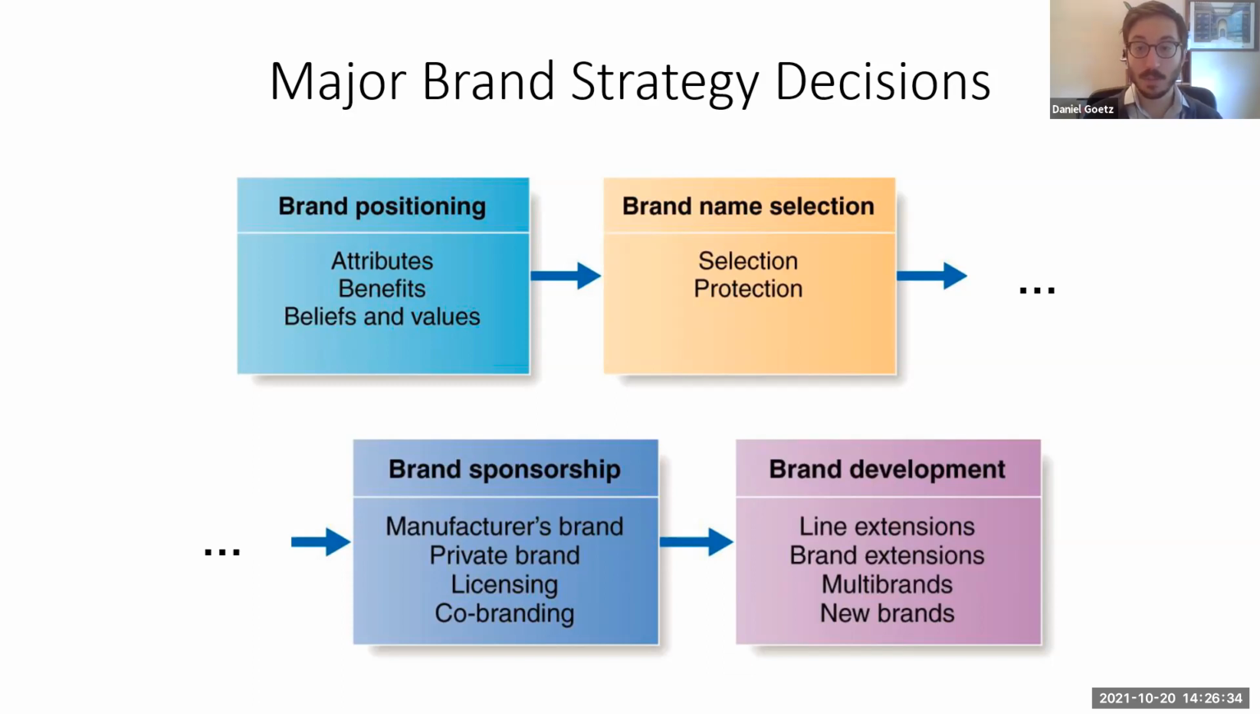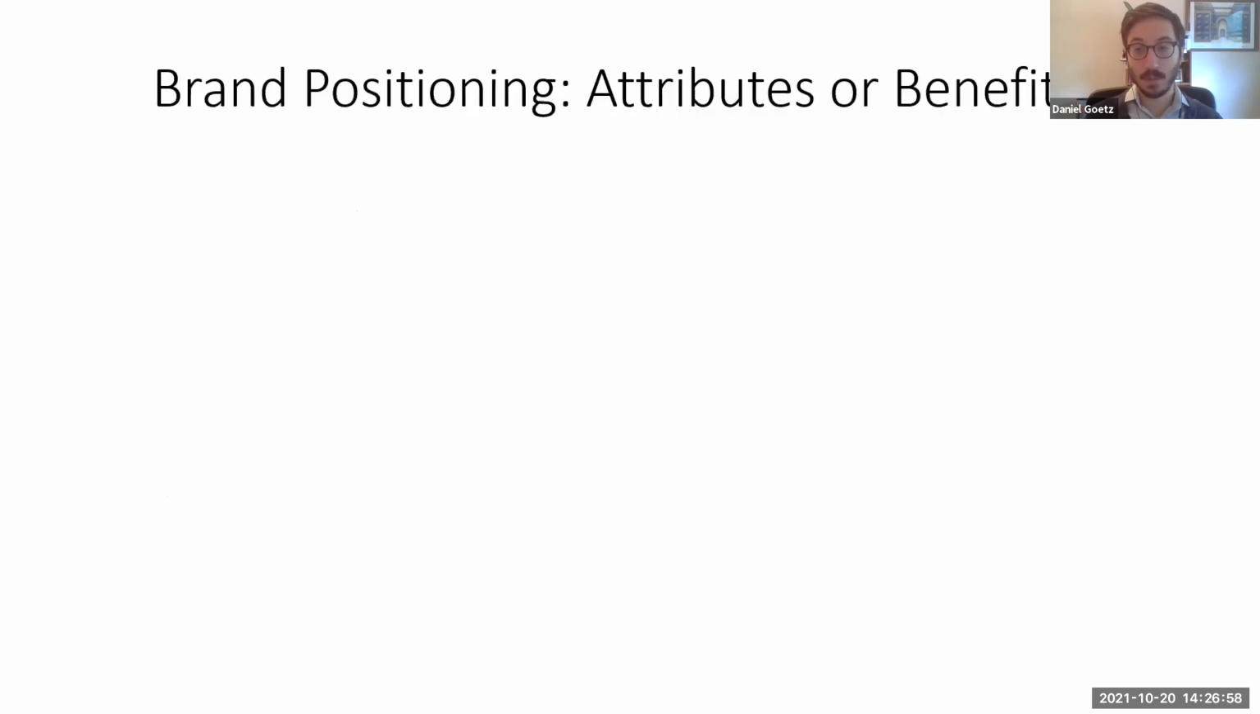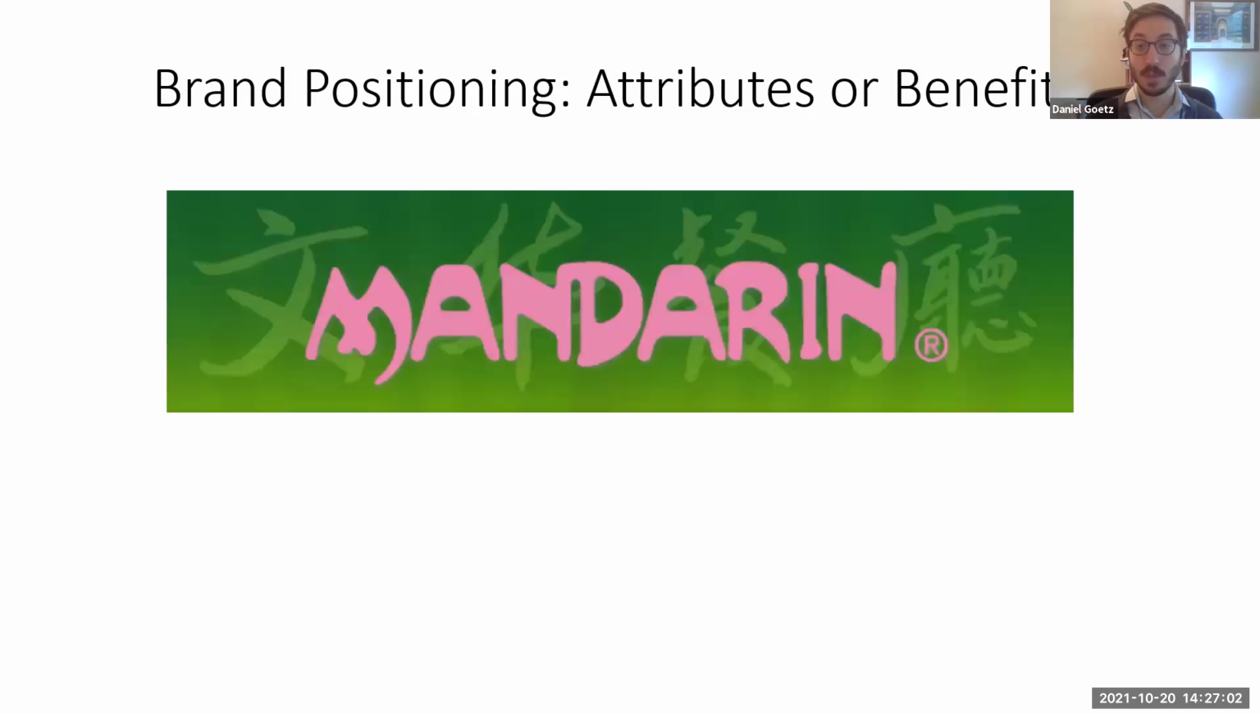So we've talked about brand development already. We'll leave brand sponsorship to textbook reading if you want to take a look. So brand name selection and brand positioning are what's left. Okay, so brand positioning. There are basically 3 levels of brand positioning that you can do. The first 2 levels are attributes and benefits. Okay, let's look at some examples to see what this actually means.